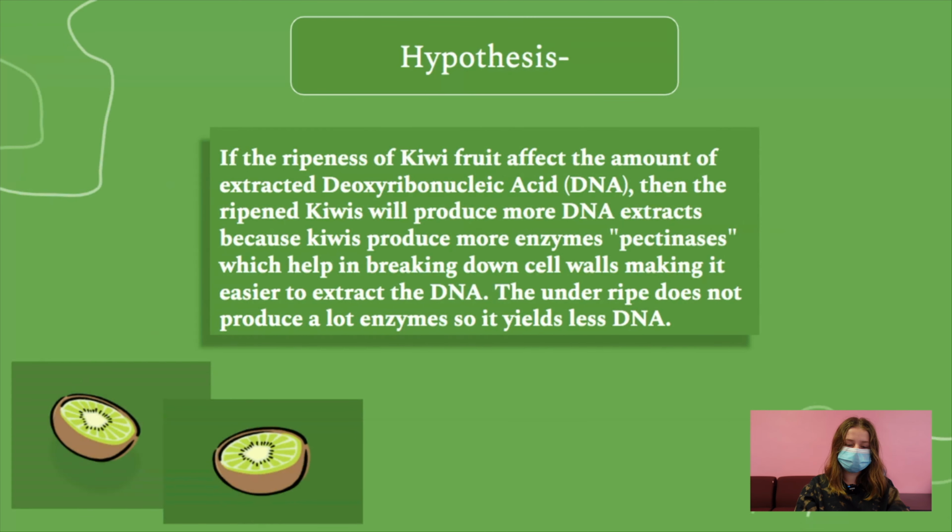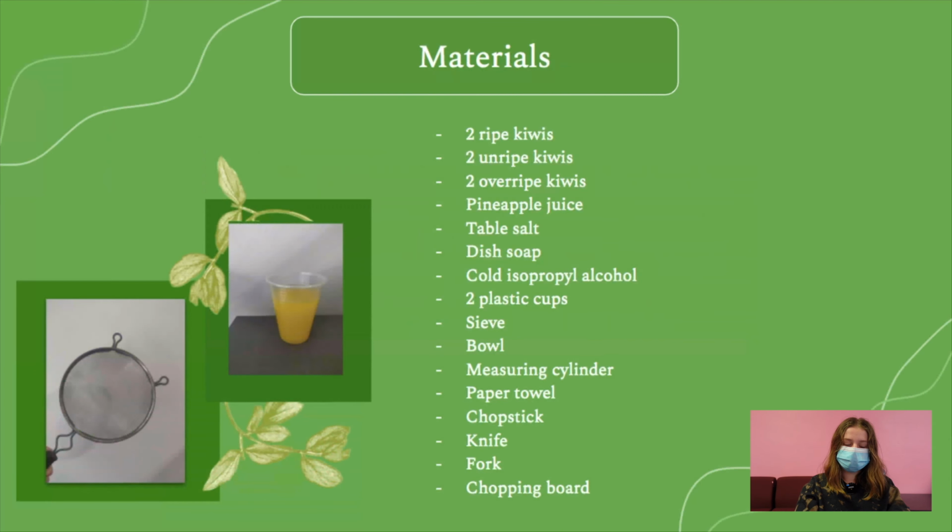My hypothesis is if the ripeness of kiwi fruit affects the amount of extracted DNA, then the ripened kiwi will produce more DNA extracts because kiwis produce more enzymes, which help in breaking down cell walls, making it easier to extract the DNA. So the kiwi that has more enzymes produces the most DNA.